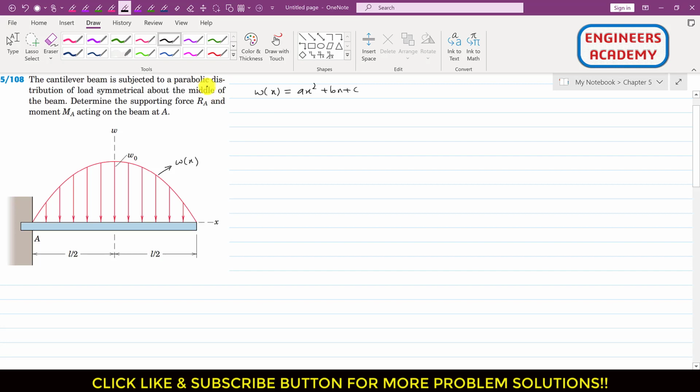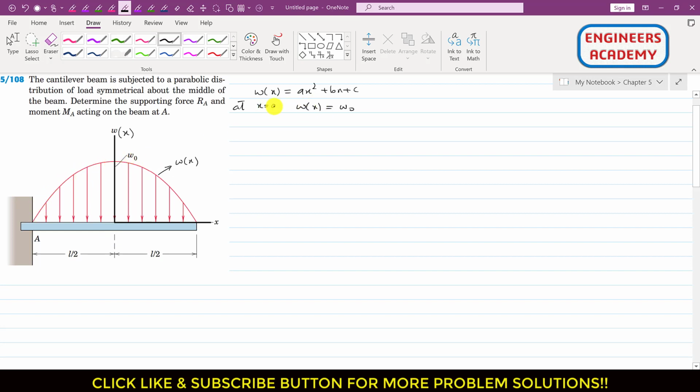If we define our coordinate system at the middle of this beam, if this is my positive x-axis and if this is my y-axis, on y-axis we have that w of x function, right? We have plotted the w of x function. So we are given these three boundary conditions, right? Here at x is equal to 0, w of x is equal to omega naught. This is given, right? At x is equal to 0, this parabolic curve has a value of omega naught.